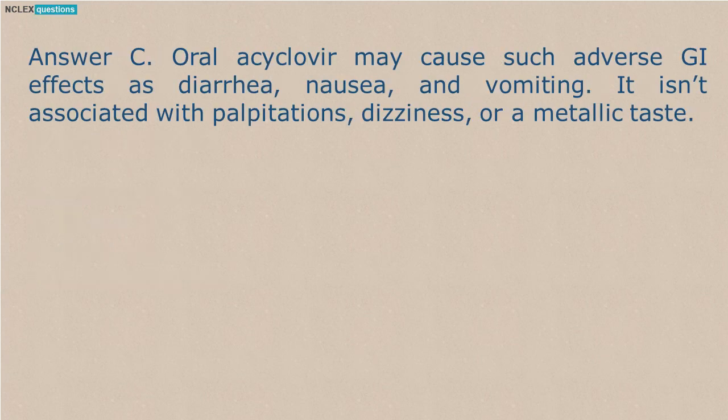Question 2. In a female client with burns on the legs, which nursing intervention helps prevent contractures? A. Applying knee splints. B. Elevating the foot of the bed.